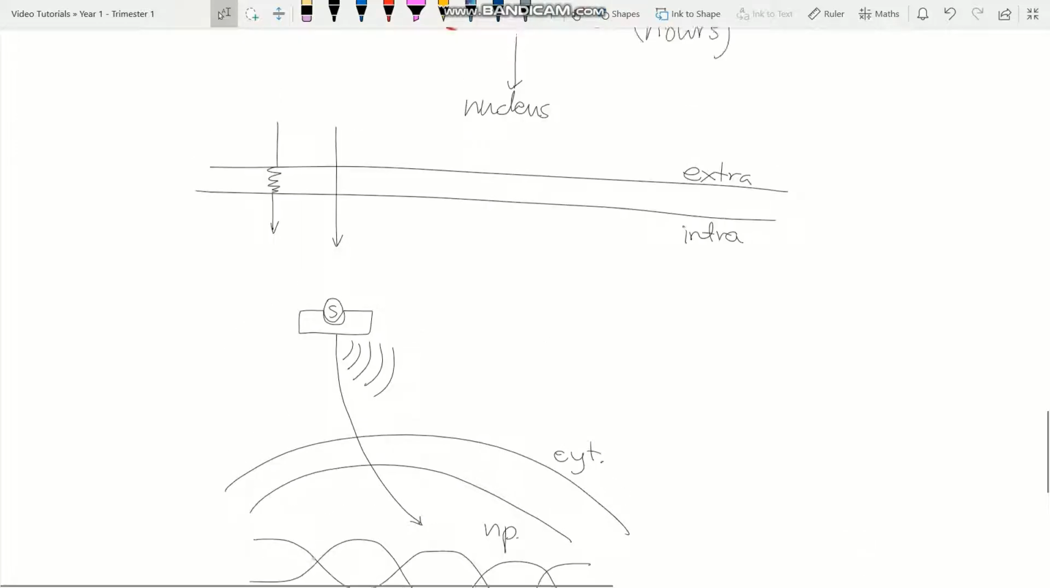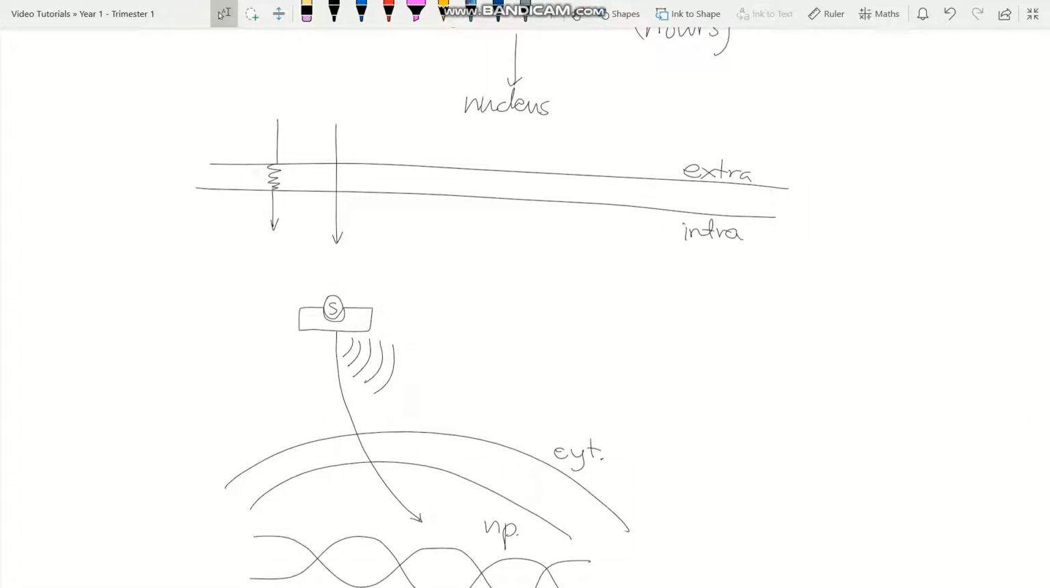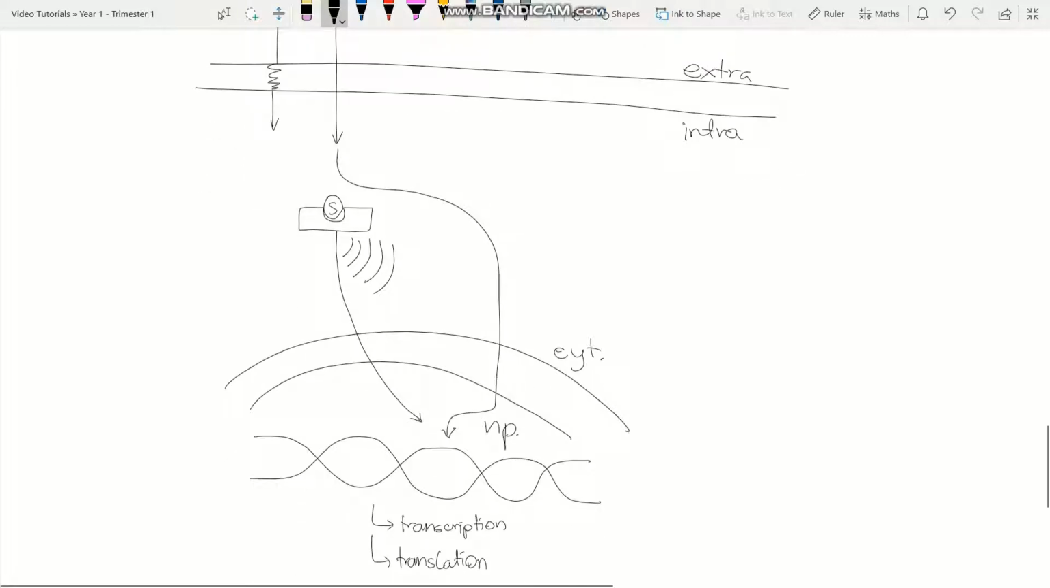The second way in which a particular chemical messenger can have an effect on a cell is by directly moving into the nuclear membrane, into the nucleoplasm, and directly interacting with the genetic material in the cell. This means that they are able to directly allow for the processes of transcription and translation to occur. This can bring about a variety of different effects on a particular cell.